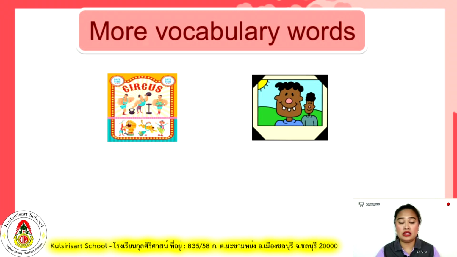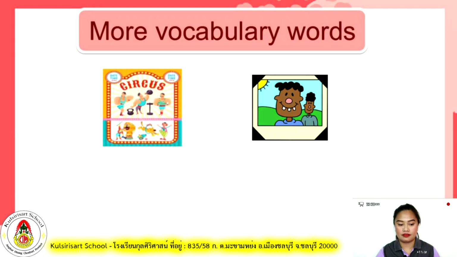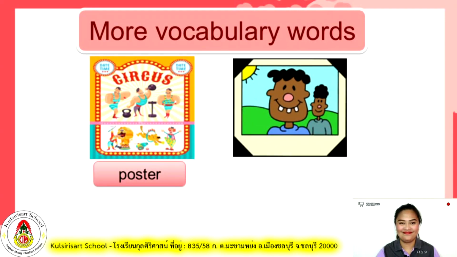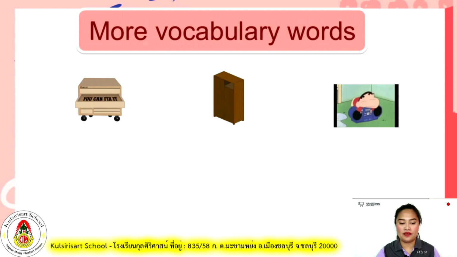This time we will be learning more vocabulary words. Now earlier we have 6 words. Now we have more words to learn. Okay, we have here first, look at the picture. Can you say poster? Poster. Okay, another we have here, picture. Picture. Okay, we still have more. We have here 3 more objects.